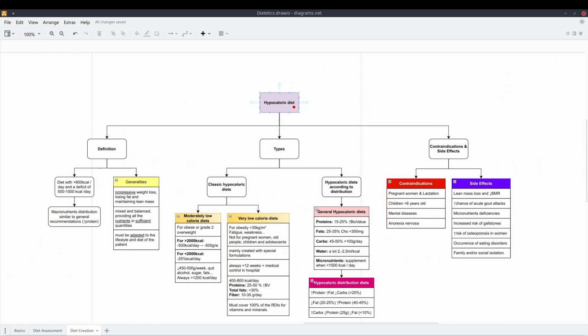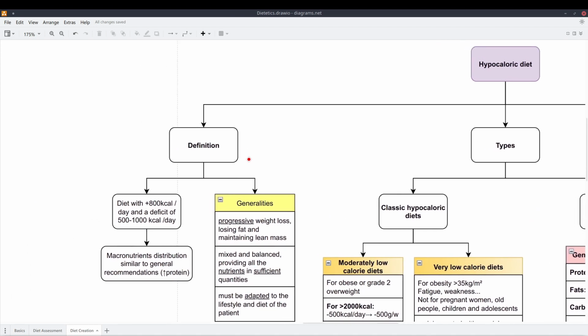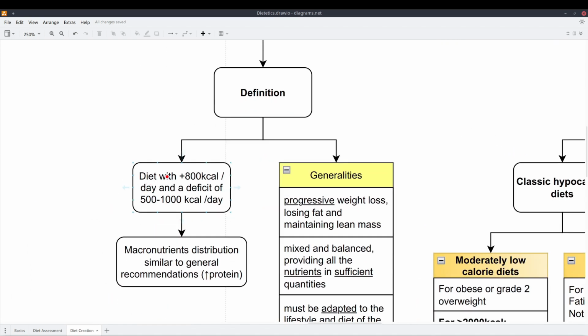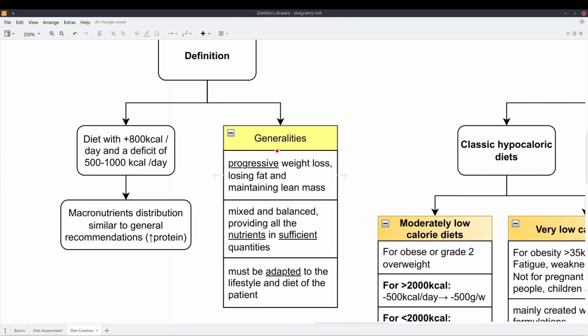Now let's talk about hypocaloric diets, because they are very common nowadays. But what is a hypocaloric diet? It's a diet that is at least 800 calories and has a deficit of 500 to 1000 calories per day. But the distribution of macronutrients is similar to the recommendations. The only thing that really changes is the amount of protein. We raise a little bit the amount of protein to prevent lean mass loss. Generalities. Well, they must provide a progressive weight loss, losing fat and maintaining the lean mass.